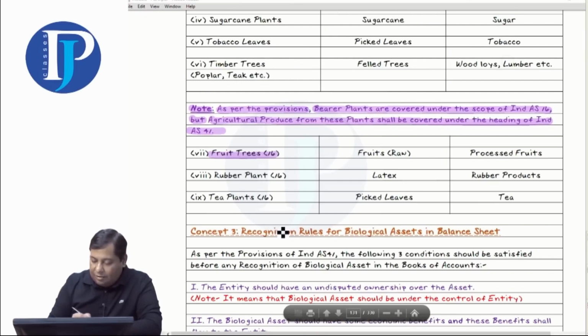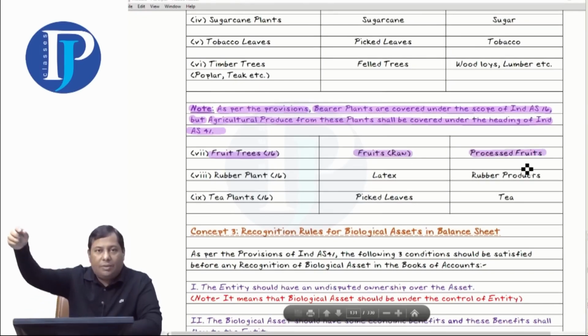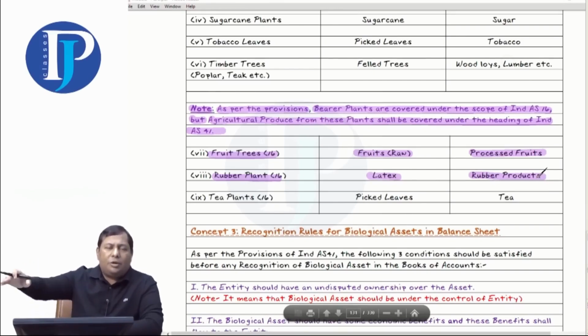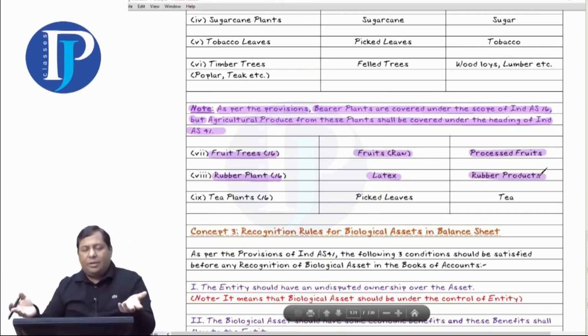Fruit trees come in Ind AS 16, fruit under Ind AS 41 and processed fruit in Ind AS 2. The rubber plant comes under the scope of Ind AS 16, but the latex that you will get from it will come under Ind AS 41. All the further products made from the rubber plant will come under Ind AS 2. All of this is already known to you and we have studied it.